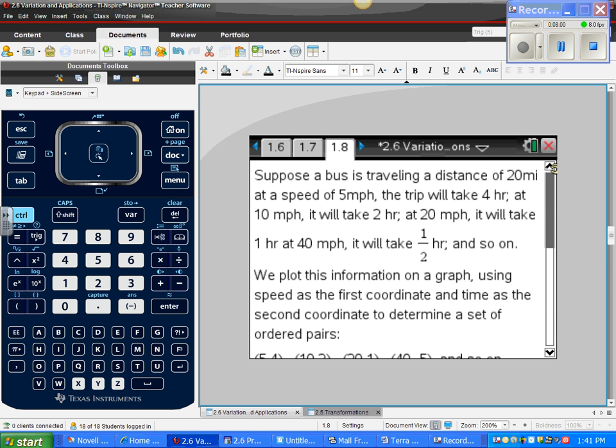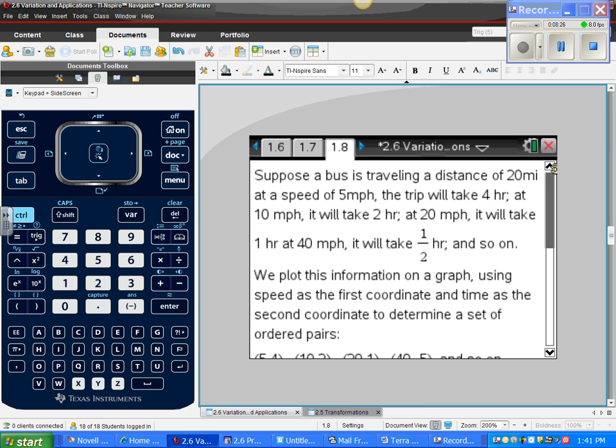All right, so let's take a peek. Suppose you have a bus and it's traveling a distance of 20 miles at a speed of 5 miles per hour. Well, the trip is going to take 4 hours. If I go 10 miles an hour, it'll take 2 hours. If I go 20, it'll take 1 hour, and it's going to take a half hour at 40 miles per hour. Sorry about that. And so on, okay?